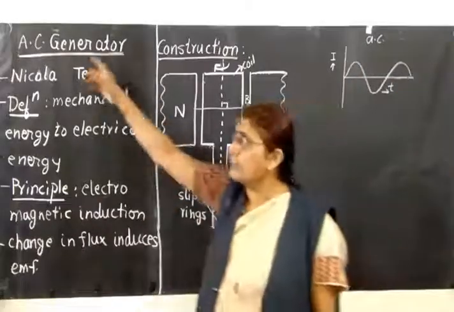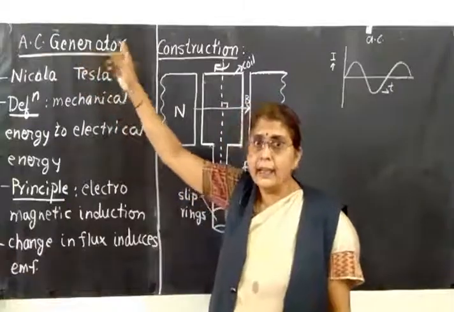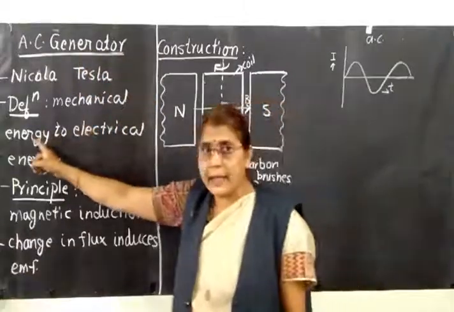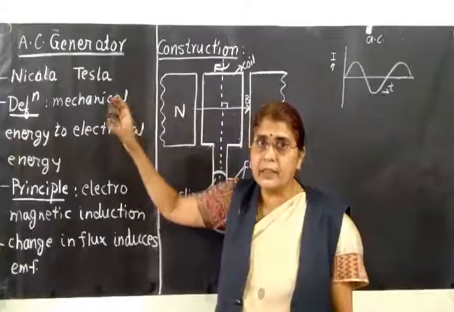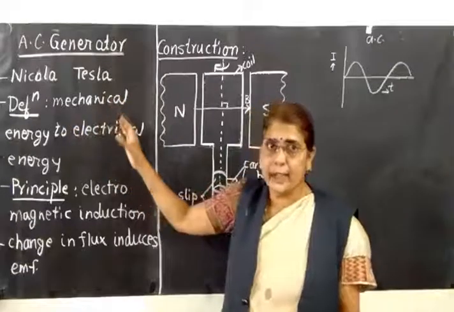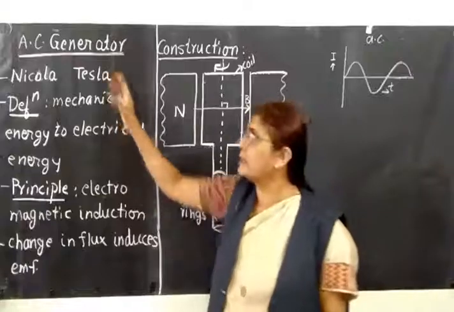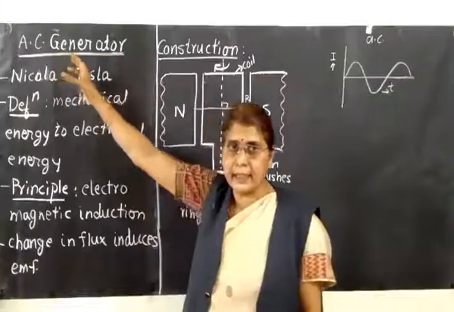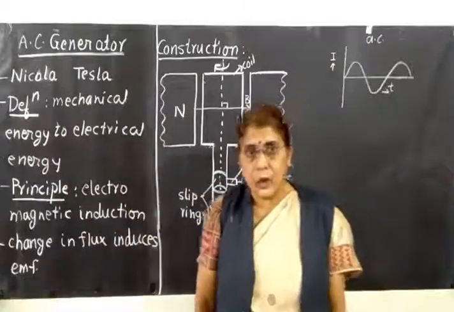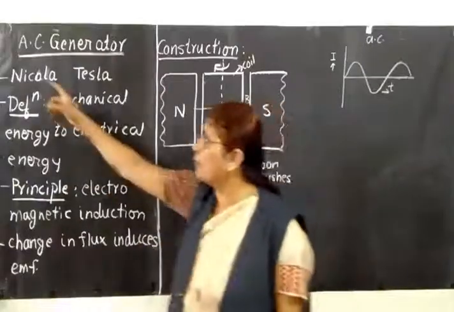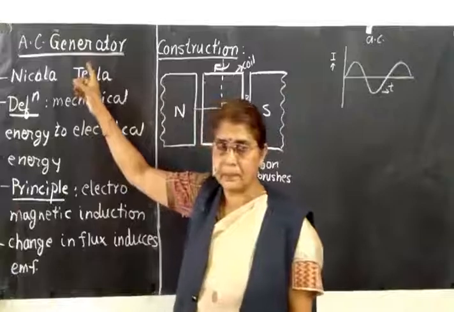And this device, AC generator, converts mechanical energy to electrical energy. It is a device that converts mechanical energy to electrical energy. So this device is called AC generator. This device was discovered by a Yugoslavian physicist. His name was Nikola Tesla.